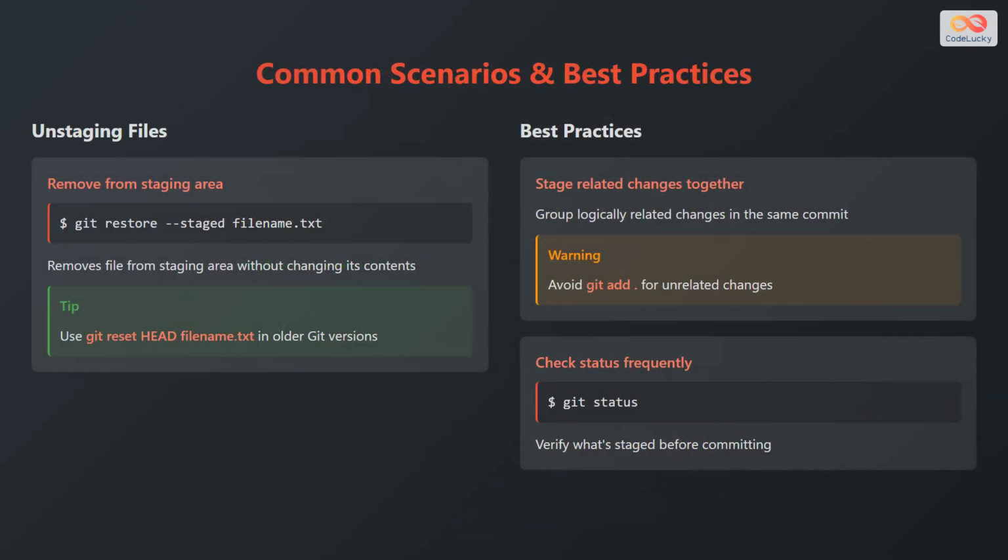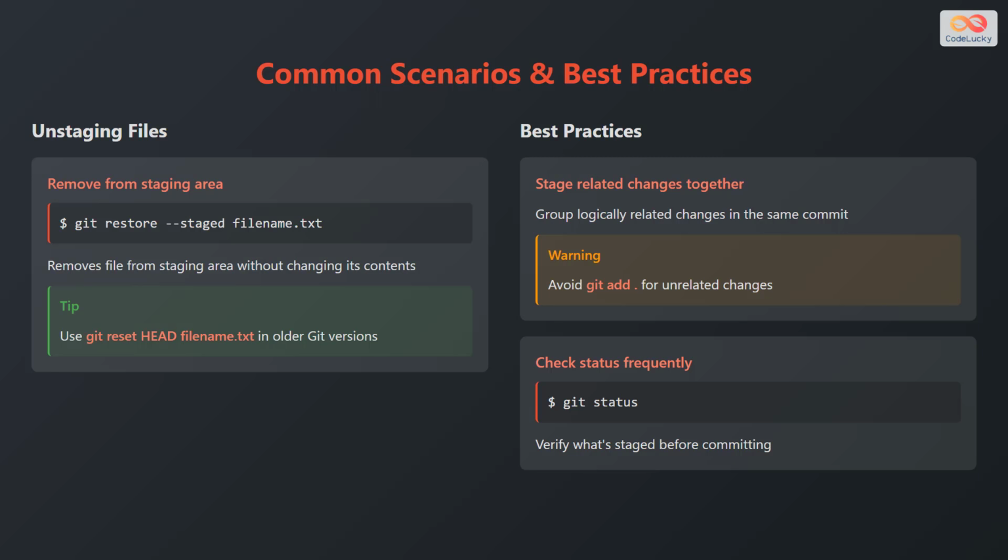Now let's see some common scenarios and the best practices. If you need to remove a file from the staging area without changing its contents, you can use the command git restore --staged filename.txt. Keep in mind that in older versions of Git, you would use git reset HEAD filename.txt to achieve the same result.